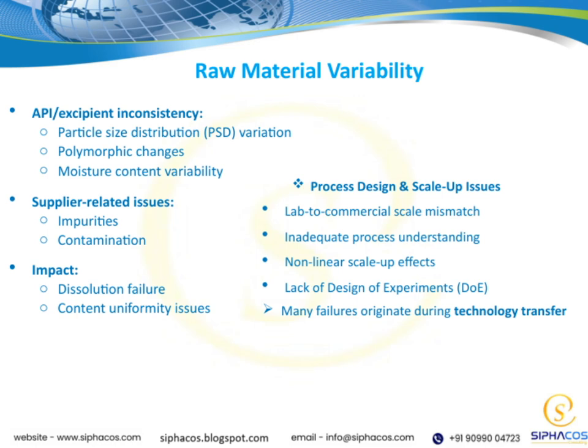Moisture content variability also plays a role, as moisture can affect both process performance and the final product quality. Supplier-related issues are equally important. Impurities and contamination introduced by raw material suppliers can compromise product quality and safety. All these factors, whether process-related or material-related, can lead to serious impacts, such as dissolution failure or problems with content uniformity. Both of these issues can undermine the efficacy and safety of the final product, making it essential to proactively manage these risks throughout development and manufacturing.